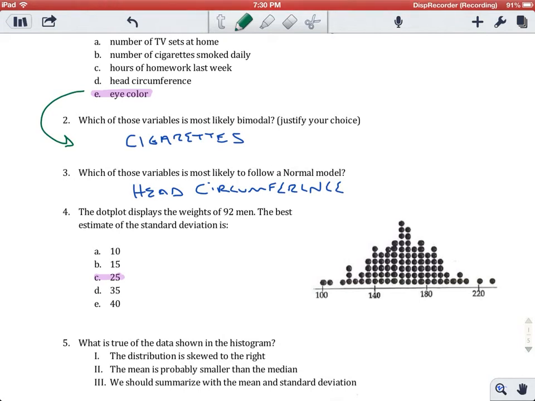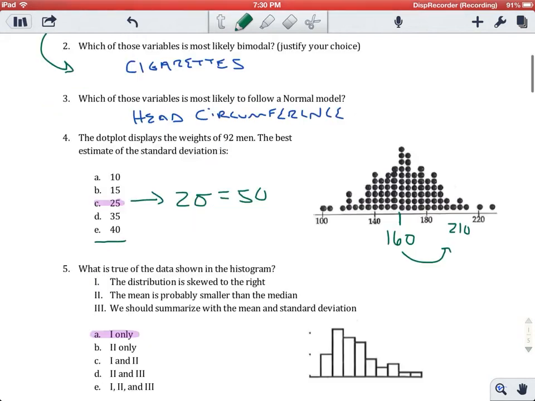The dot plot has a standard deviation of about 25, and what you needed to recognize was the center is about 160. So let's say this is the standard deviation. So 2 standard deviations would be 50, and that would get us to 210, which should be 95% of the model. Anything lower is not enough, and there were some of you that selected 40 as an answer, and that's quite impossible because 2 standard deviations away from the mean is completely outside of the data set.